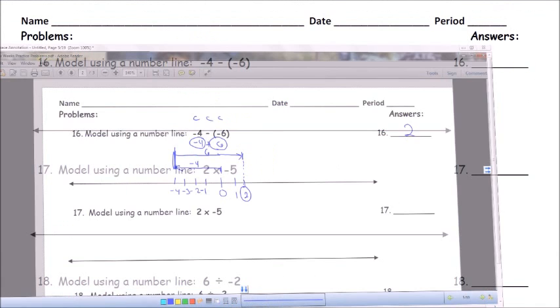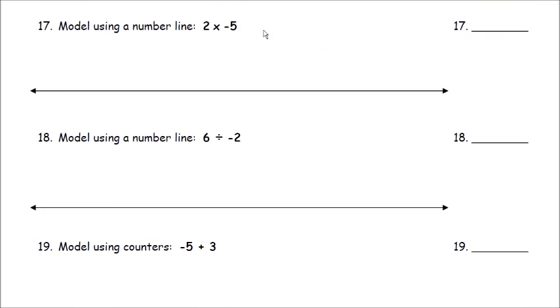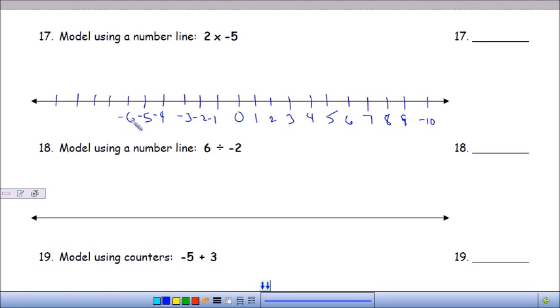Okay, now let's look at number 17. 17 says model using a number line 2 times negative 5. Well, the first thing we have to do is number our number line, right? So here we go, 0, and we'll have 1, 2, 3, 4, 5, 6, 7, 8, 9, and 10. Okay, and on the other side, 1, 2, 3, 4, 5, 6, 7, 8, 9, and 10. So basically the same numbers, just negatives, as they are going away from 0.